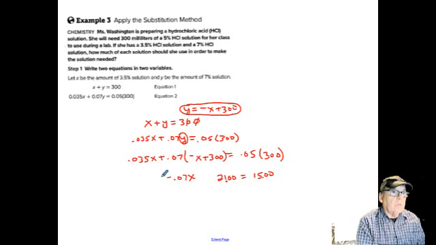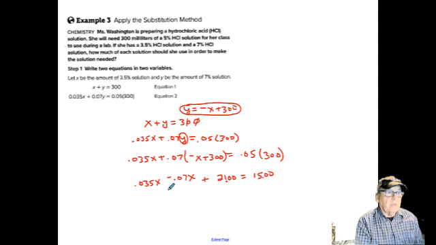So we got the 0.035x minus 0.07x, plus 0.07 times the 300 gives us 21, and that's got to be equal to 15. So let's see what we got here.